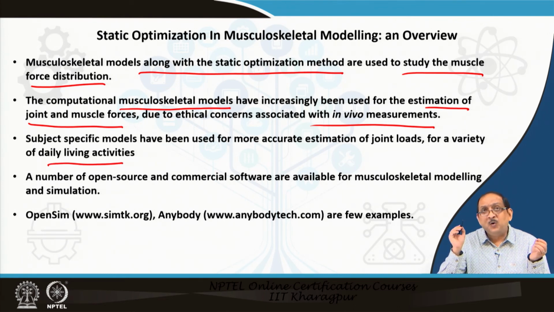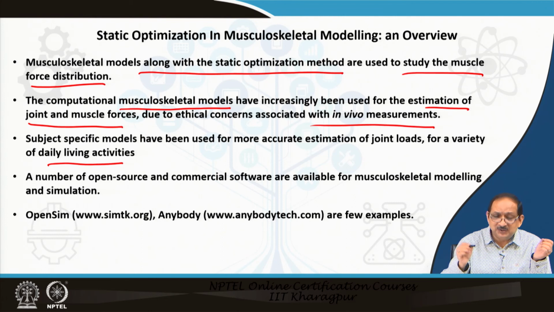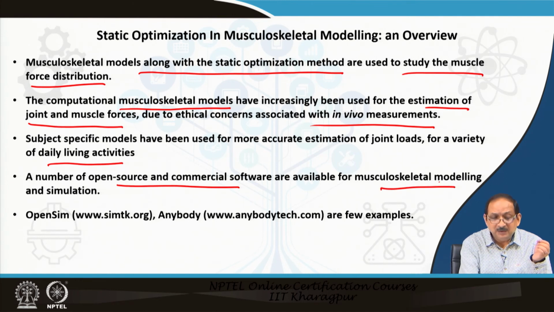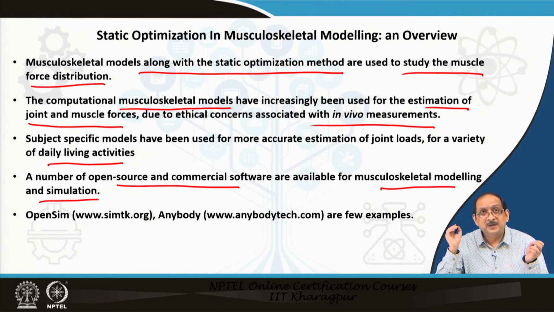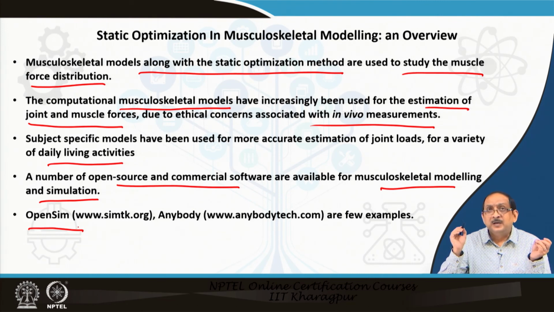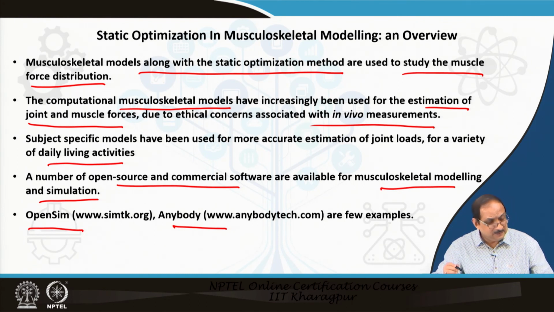A number of open source and commercial software are available for musculoskeletal modeling and simulation. Eminent open source software is OpenSim, and a commercial software is Anybody, for examples.